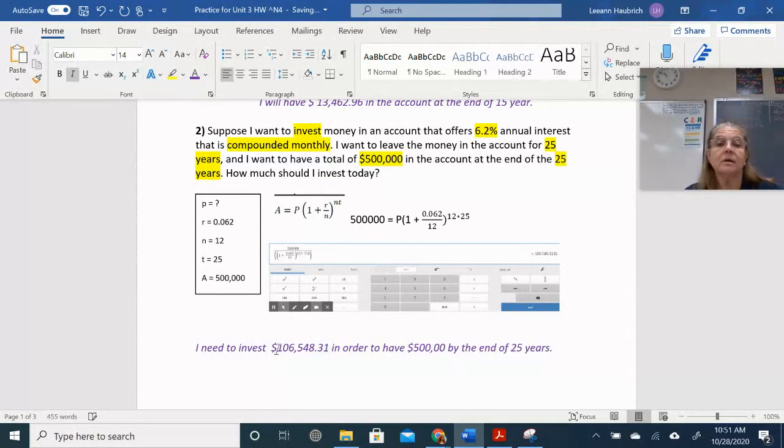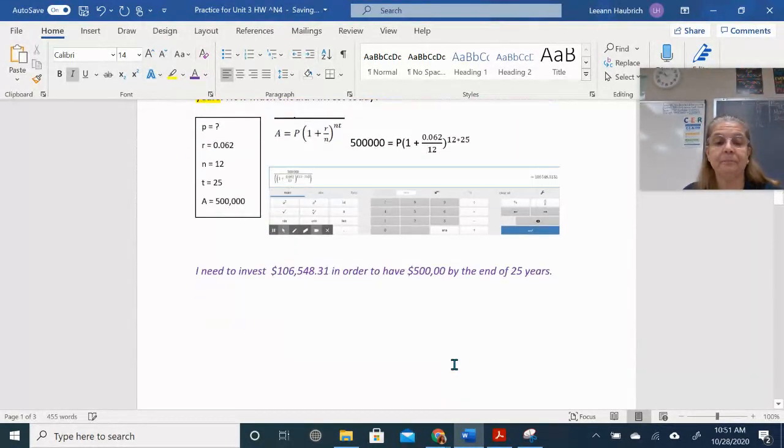106,548.31. So to answer question 2, I've identified my variables, I picked the correct formula, I filled in the formula, I solved it in the Desmos calculator, and I answered the question.